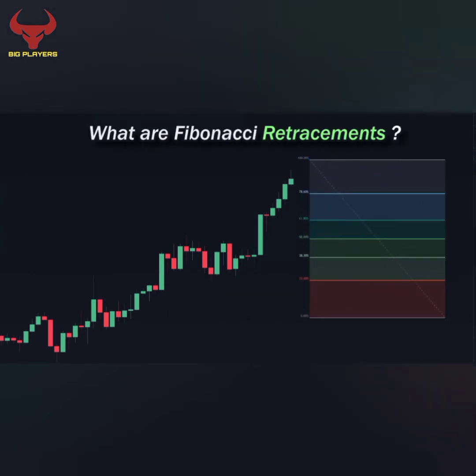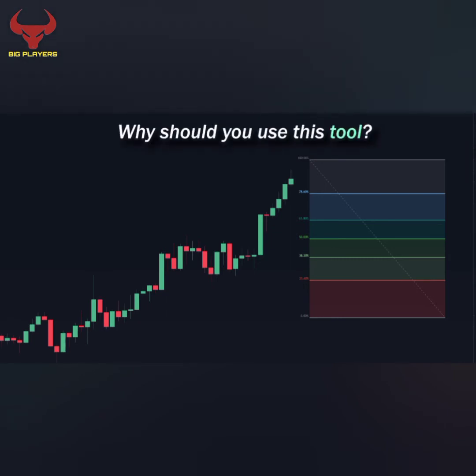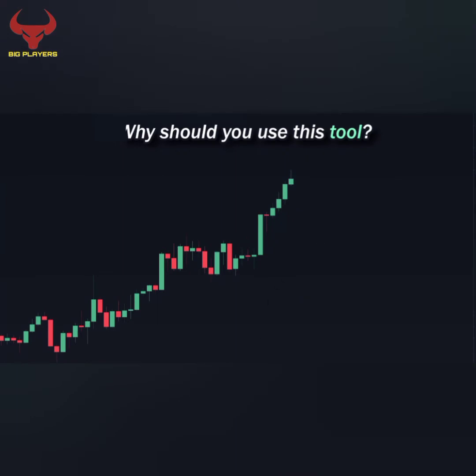What are Fibonacci retracements? So, Fibonacci retracements are key levels based on the Fibonacci number that lets you identify the end of a pullback. And we can generate these levels by using a tool called the Fibonacci Retracement tool. Now the question is, why should you use this tool to identify pullbacks? Let me give you a scenario.